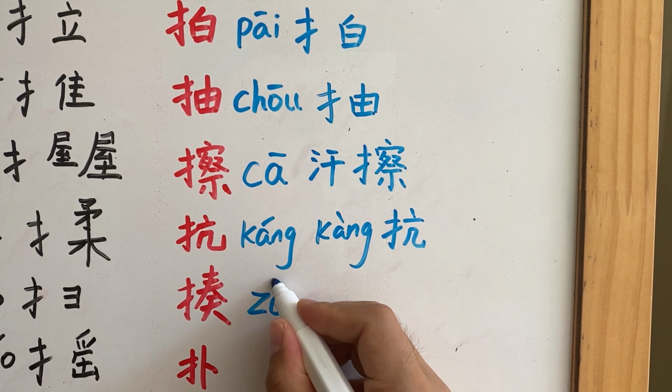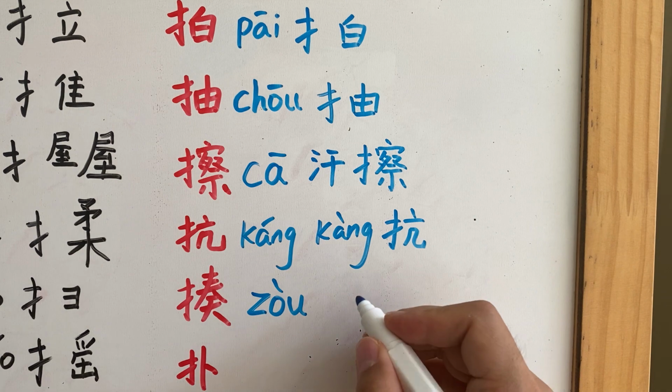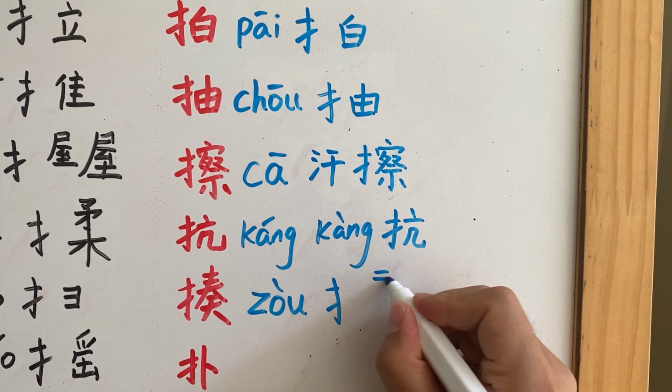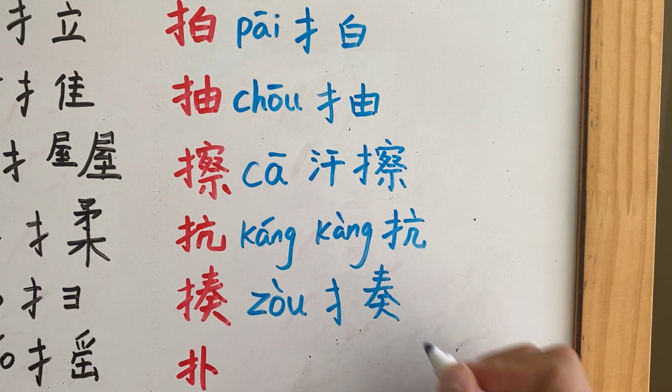揍, zòu. It means to bully, to beat the shit out of somebody. 揍. Right? 揍, to hit someone very hard. 揍. It's written like this, the left part and the right part.